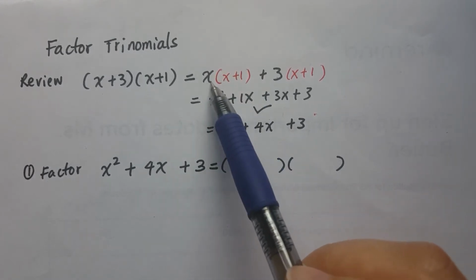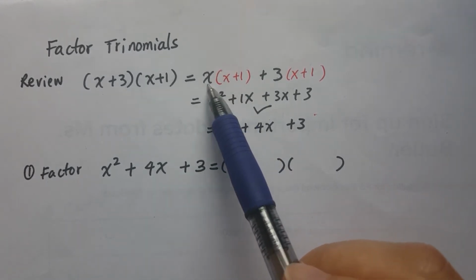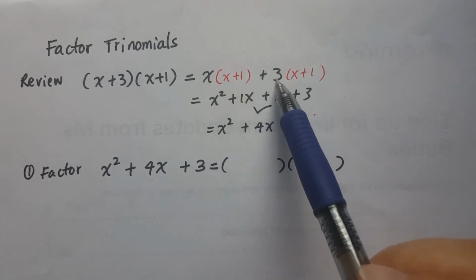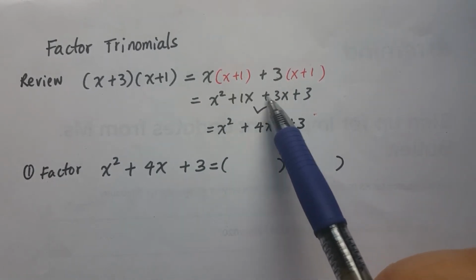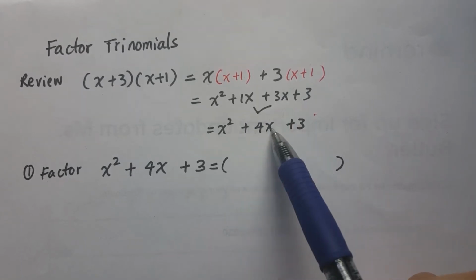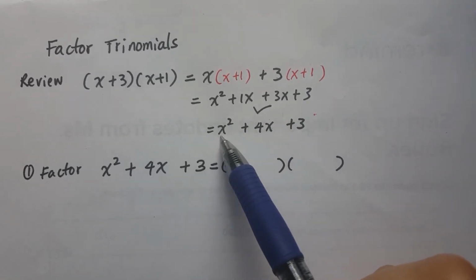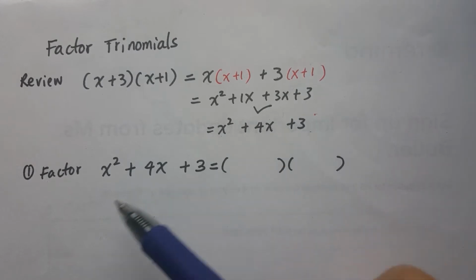Okay, so we multiply x times x, x squared, x times 1 is 1x, and then 3 times x, 3x, and 3 times 1 is 3. And then we add the like terms in the middle, 1x plus 3x equals 4x. And then the final answer is x squared plus 4x plus 3.